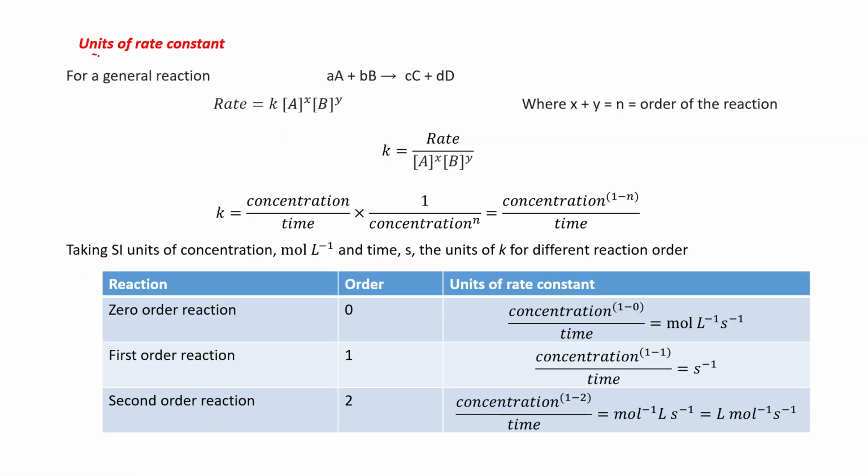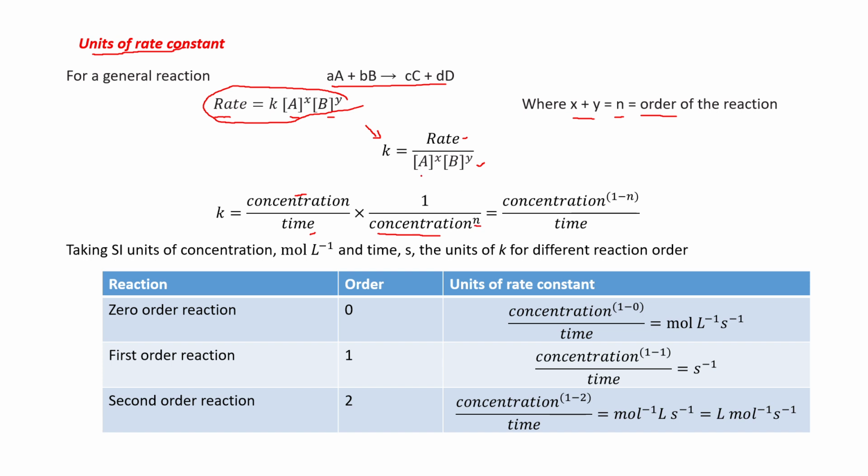Now what are the units of the rate constant? Again see one general reaction. For this we can write rate is equal to K [A]^x [B]^y, where x plus y is equal to n, and this is called the order of the reaction. From this expression we can write K like this: K is equal to rate divided by [A]^x [B]^y. Now what is this rate? Rate is concentration divided by time. This is multiplied by 1 divided by concentration power n.